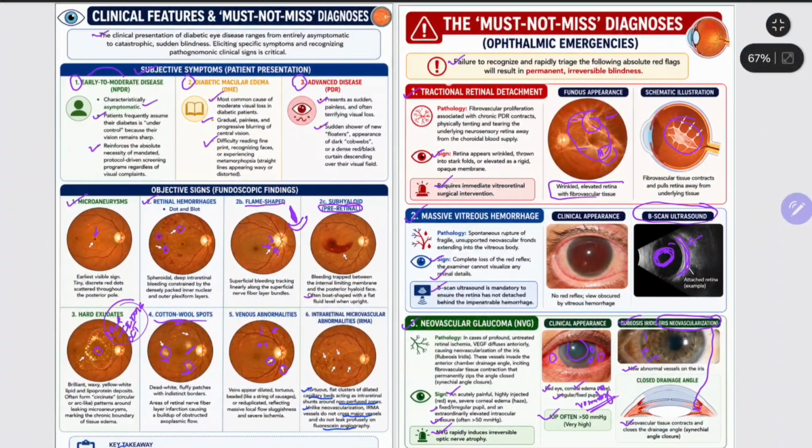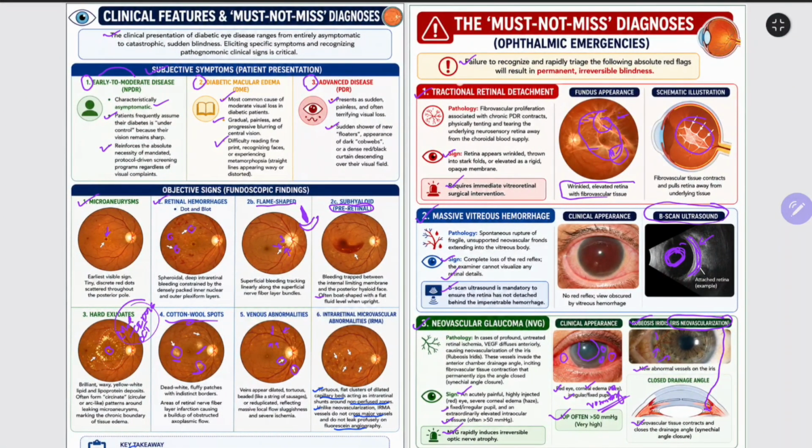So these are the three important complication red flags or must-not-miss diagnoses in a patient. First, you should rule out these things. Okay, and we have seen what kind of presentation they will have.